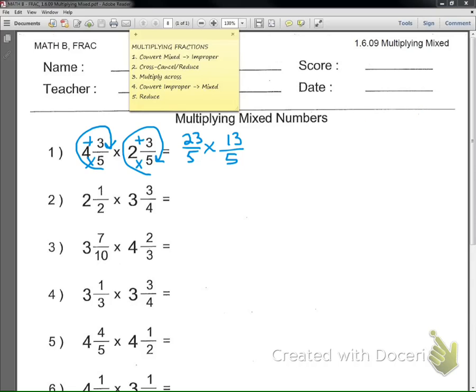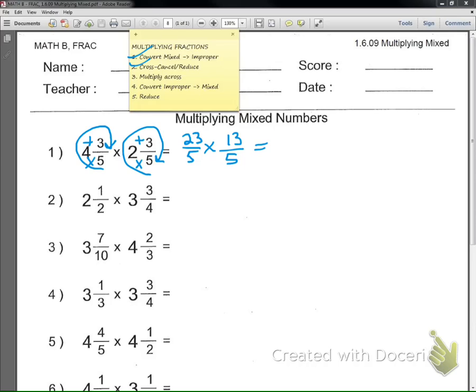In the other direction, I have a 5 and a 13. As I said before, 5 is a prime number, and so is 13. So that means in this problem here, there is no cross canceling. So we're done with step 1, we're done with step 2. Step 3, we have to multiply across.